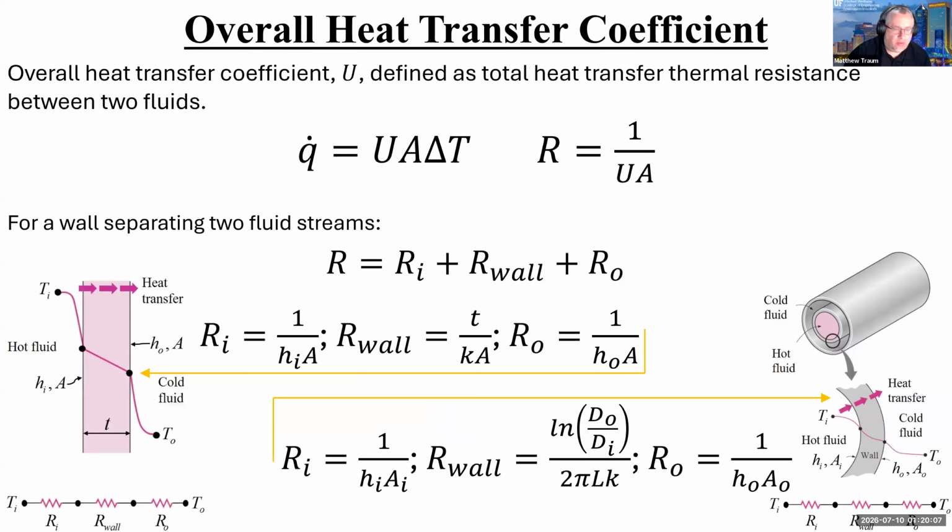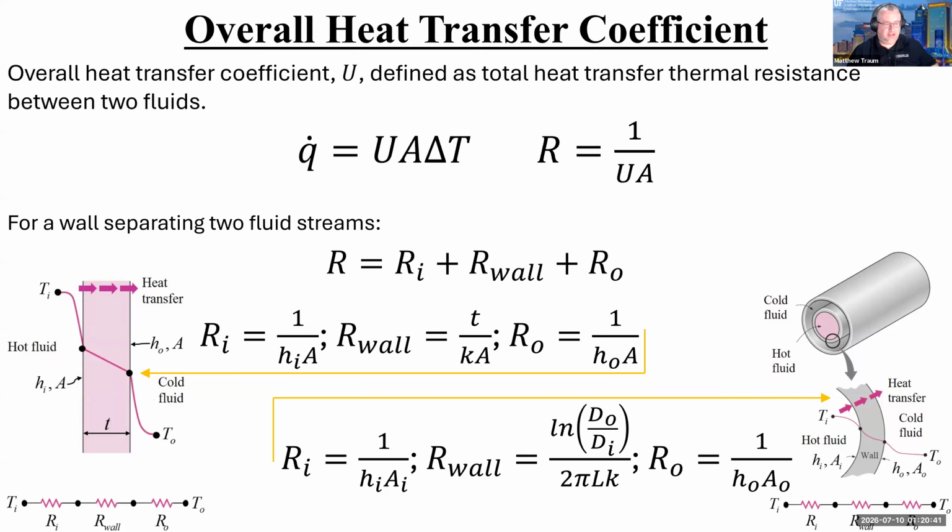Okay, so now that we've talked about at least some of the different types of heat exchangers, let's talk about overall heat transfer coefficient, which is going to be one of the things that you're going to end up solving for a lot when you're solving these heat transfer problems. So good to know what this is. So I say here, overall heat transfer coefficient, which we'll use the variable capital U, which is also what the book uses, is defined as the total heat transfer thermal resistance between the two fluids, right?